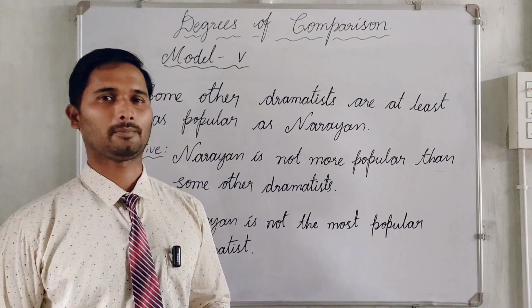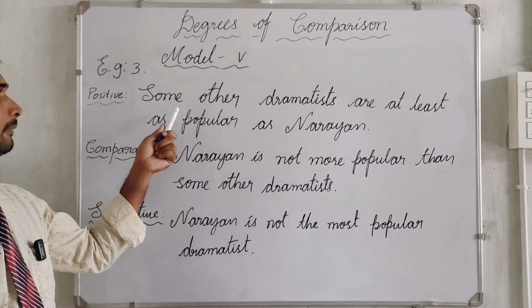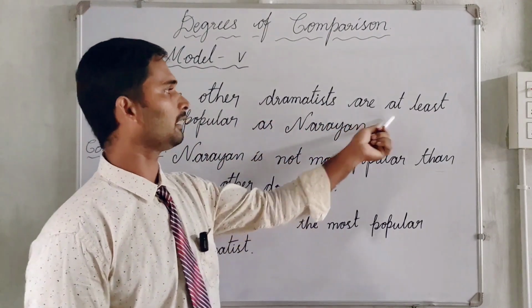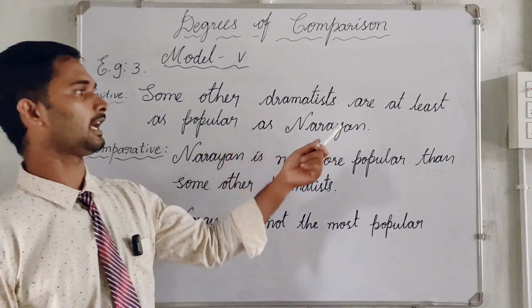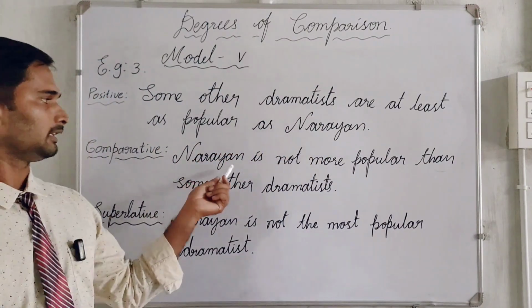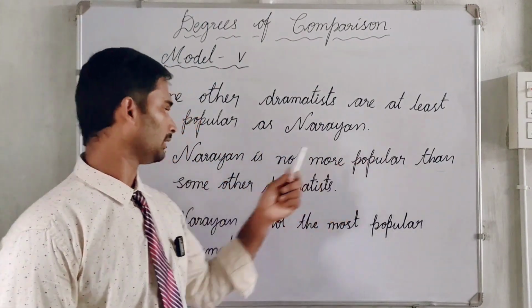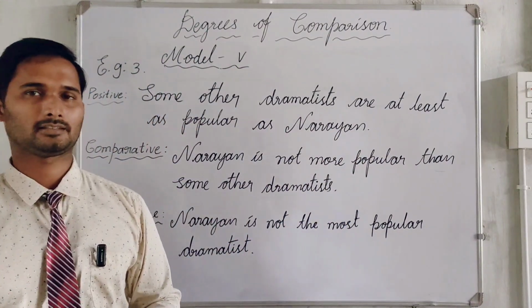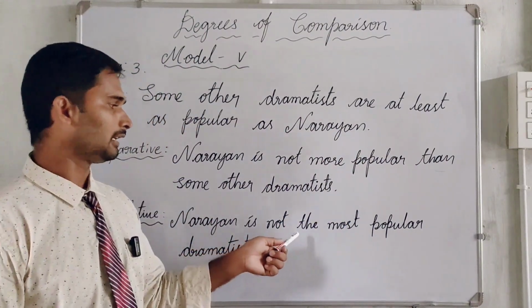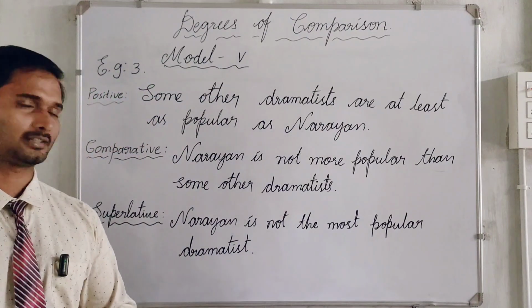Let us learn some more examples of Model 5. Here is an example. Some other dramatists are at least as popular as Narayan. Comparative: Narayan is not more popular than some other dramatists. The superlative: Narayan is not the most popular dramatist.